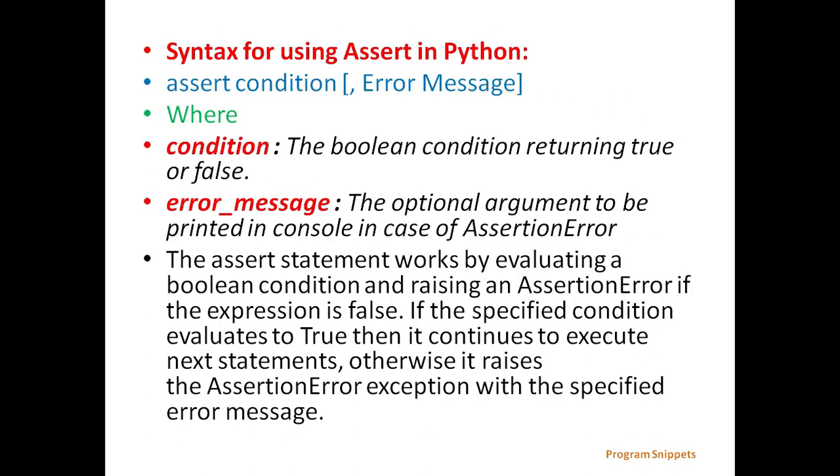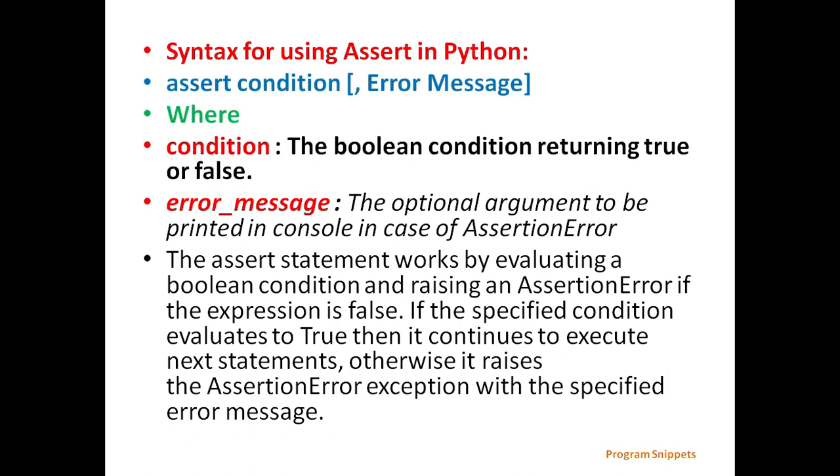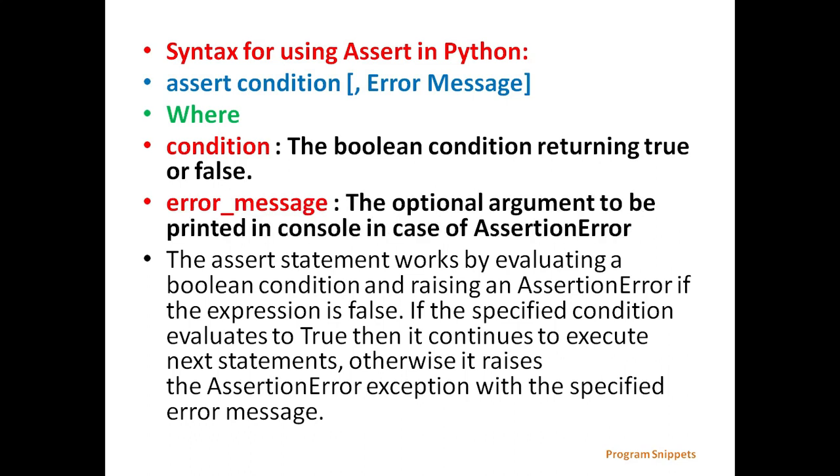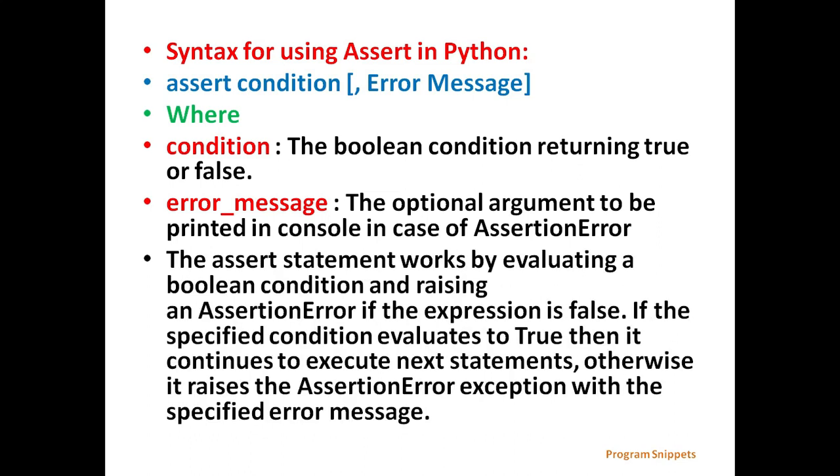The general syntax for using assert in Python is: assert, condition, and error message, where condition is the Boolean condition returning true or false. An error message is an optional argument to be printed in the console in case of assertion error. The assert statement works by evaluating a Boolean condition and raising an assertion error if the expression is false. If the specified condition evaluates to true, then it continues to execute the next statements. Otherwise, it raises an assertion error exception with the specified error message.